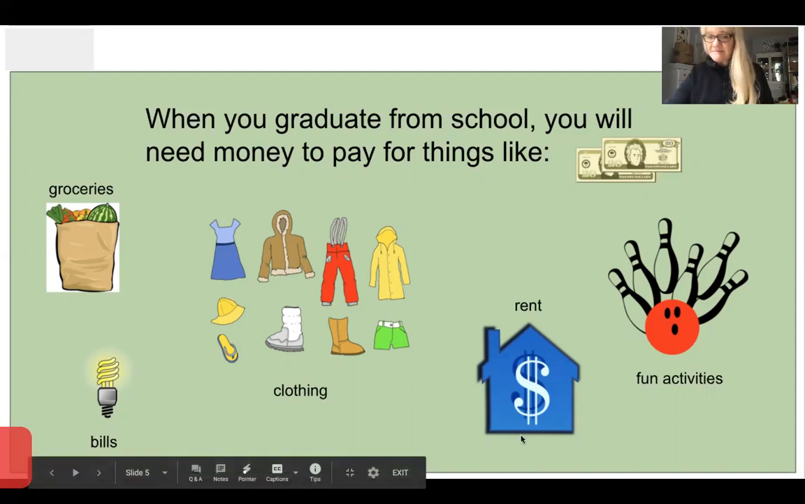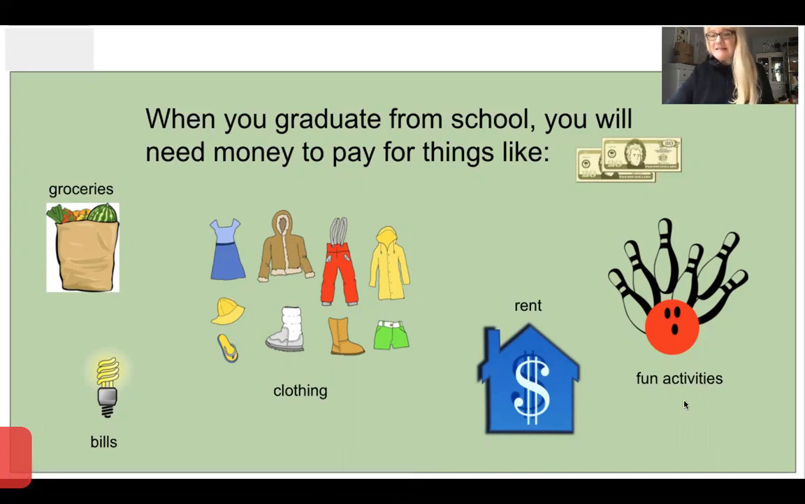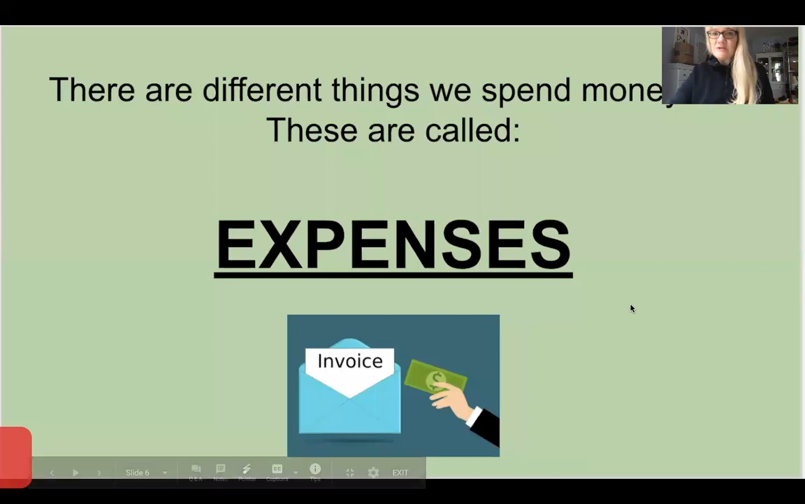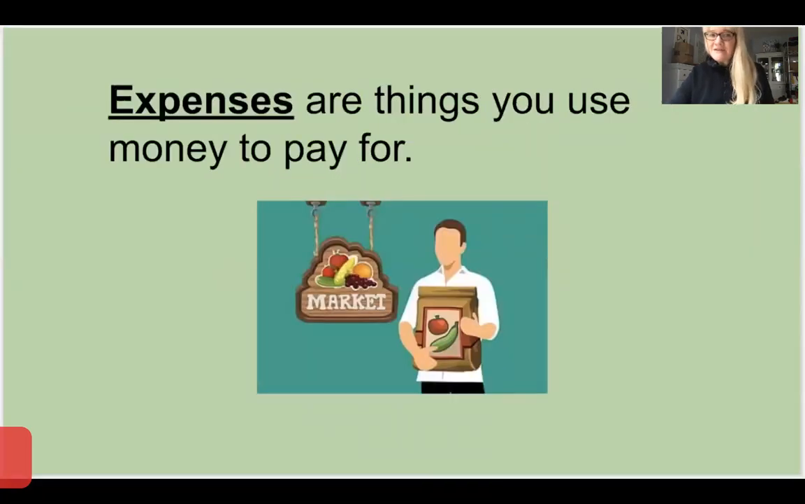You'll also need to pay for somewhere to live. That's rent. And you'll need money to pay for fun activities. Maybe you like to go bowling. Maybe you like to go to the movies. So you'll need money to pay for all these things. These are different things that we spend money on, and they're called expenses. Sometimes they're called costs. Expenses are things you use money to pay for.